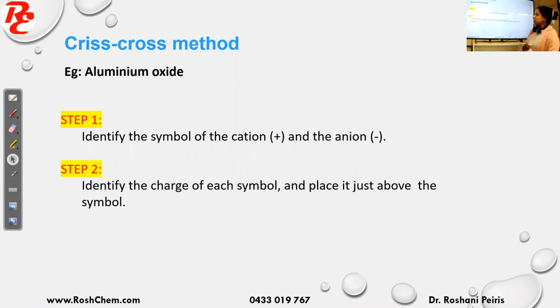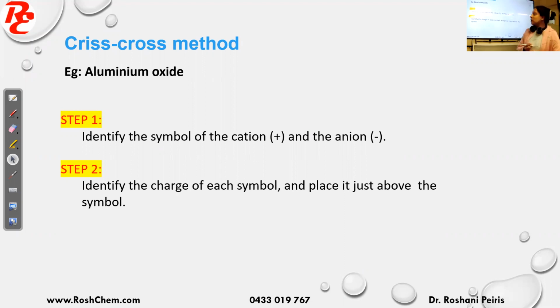So first step is to identify the symbol of the cation and the anion. So we know that ionic compounds are made from metals and non-metals. So metals can form positively charged ions, or we say cations, and non-metals form negatively charged ions, which you call anions. So first you identify what is the symbol of the cation and the anion involved.